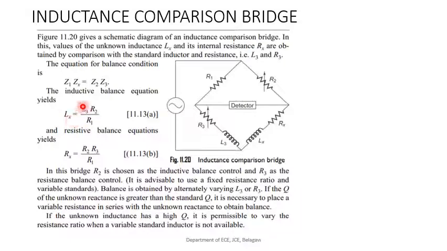Lx is equal to L3 R2 by R1 and Rx is equal to R2 R3 by R1. So this Lx is found out by using R1, R2 and L3. There is no R3 here, or this value is not involved in finding the value of Lx. Only using these you can find it out.